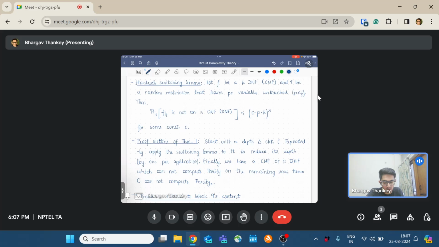which computes parity on the remaining variables, but we know that a CNF or a DNF needs to be large to compute parity on the remaining variables. So if the starting circuit was small, this CNF or DNF would be small, and so that CNF or DNF won't be able to compute parity, and so the entire circuit can't compute parity. So this is a very high level outline of the proof.